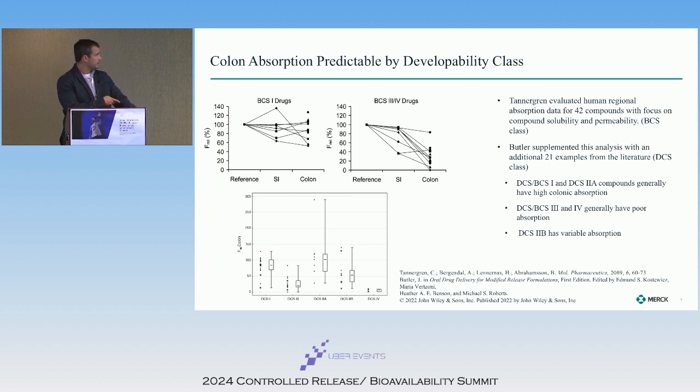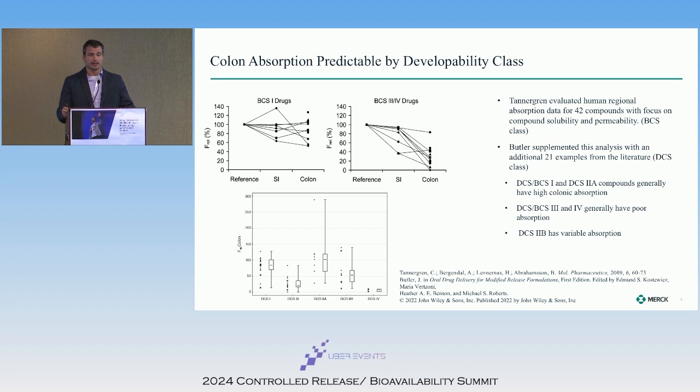If you're in the BCS3 region, or 3 or 4, you're probably in trouble. You're generally seeing a significant loss in bioavailability here, and that's really due to the fact that for the BCS4s, you're probably not being solubilized, and even if you are being solubilized, you don't have great permeability, and it's not a great environment for absorption to begin with. A couple of years later, Butler from GSK supplemented this by pulling an additional 21 examples out of the literature.